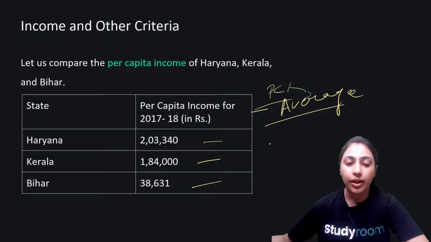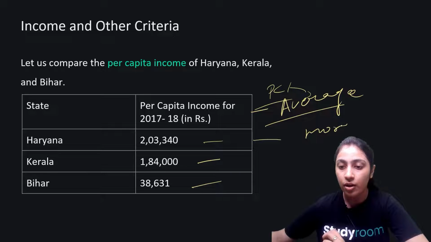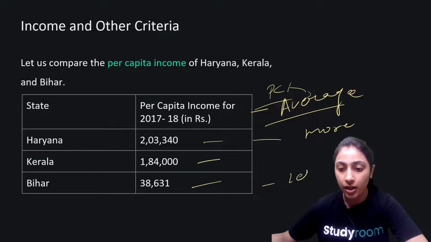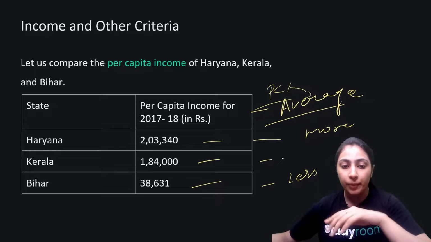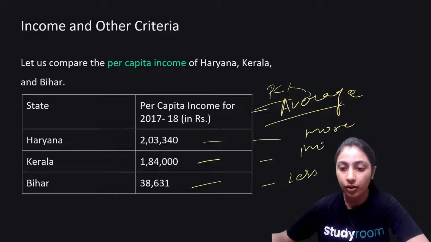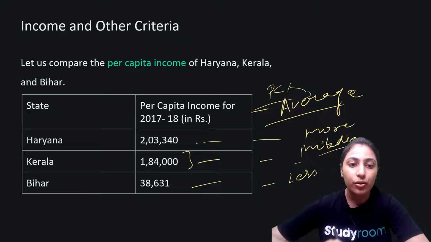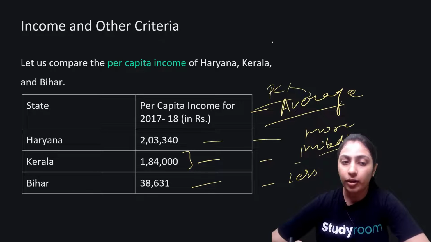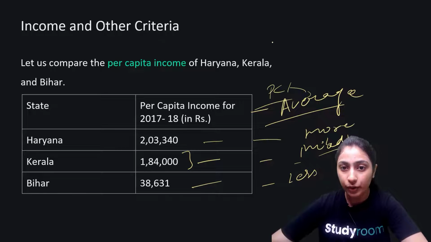So if I ask you which is the most developed state out of these three, you'll say, ma'am, this one is more. If I ask which is the less developed state, then you will obviously say, ma'am, this one is less. If I ask which comes in the middle, you'll say, ma'am, Kerala comes in the middle by seeing the average income over here. So now we also know that average income, though it's very important, does hide a lot of disparities, right?